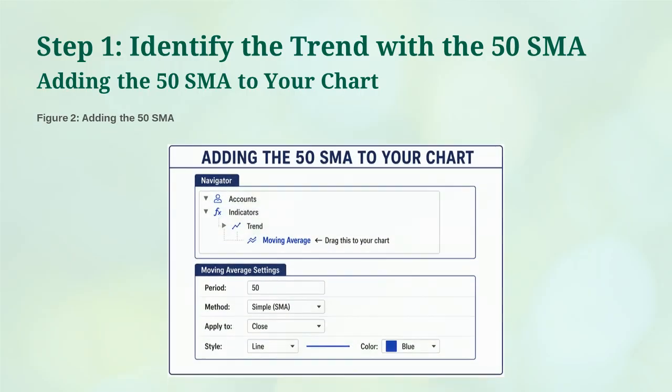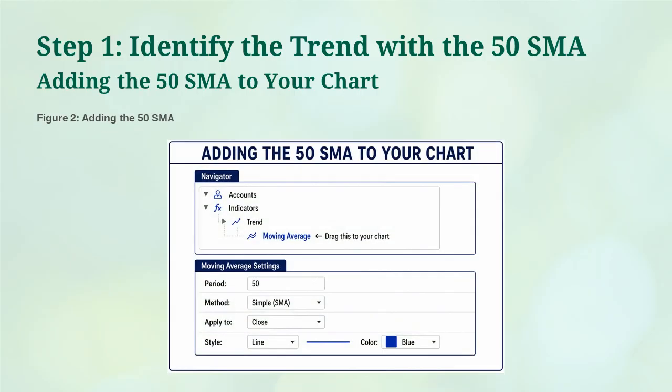Reference Figure 2. In MetaTrader 4, you go to Insert, Indicators, Trend, Moving Average. Set the period to 50, the MA method to simple, apply to close price, and set the color to something visible like blue or yellow. Click OK, and you'll see the 50 SMA appear on your chart.